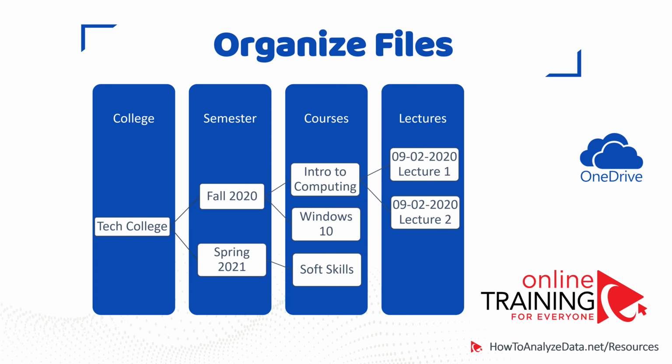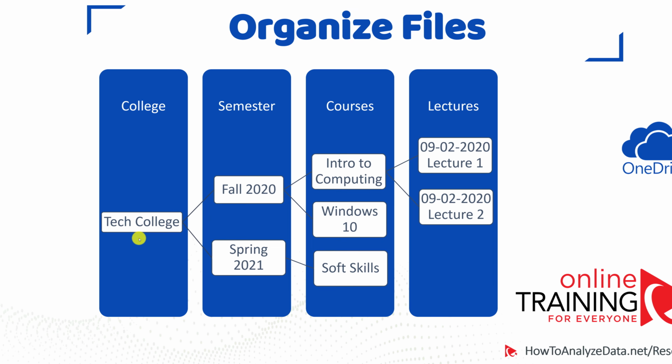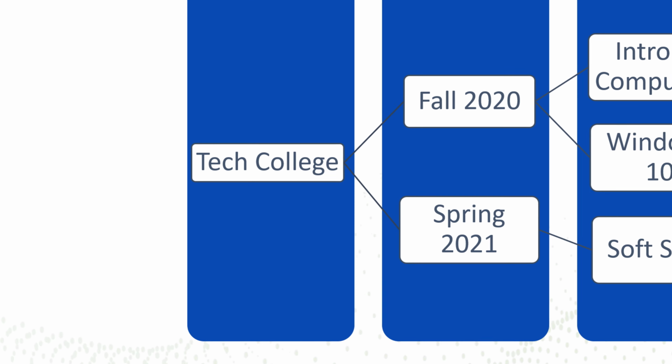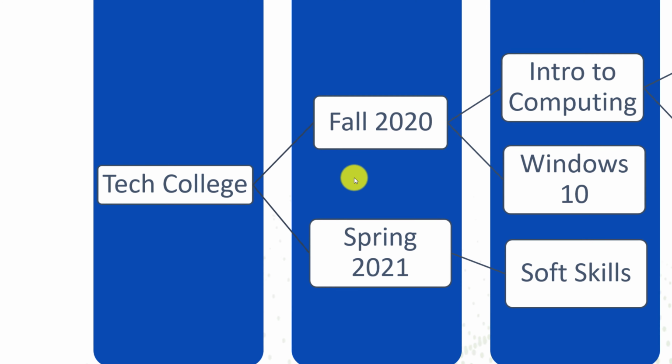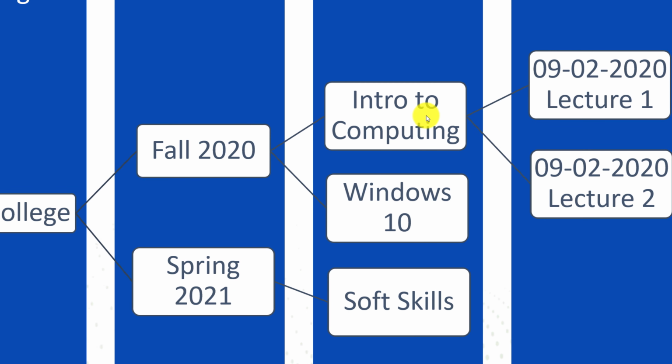One of the best ways, if you're a student, for example, is organized in a hierarchical structure. For example, what you see here is 4 tiers of the hierarchical structure: college, semester, courses, and lectures. For example, you might be taking classes at the technical college. You have 2 semesters, fall of 2020 and then spring of 2020. And then you have 2 courses in the fall of 2020, Introduction to Computing and Windows 10.